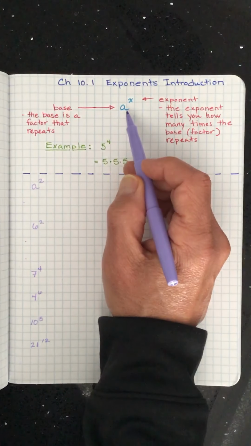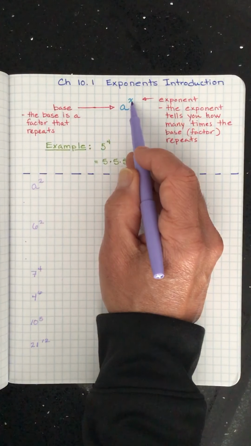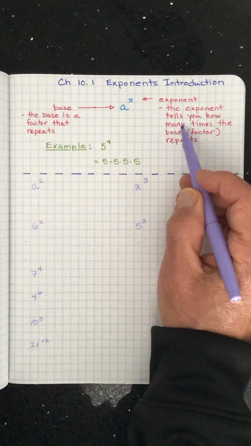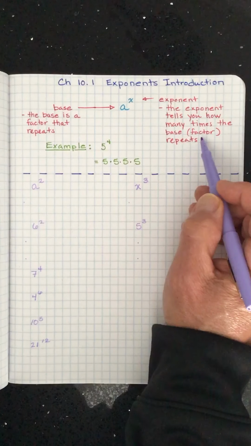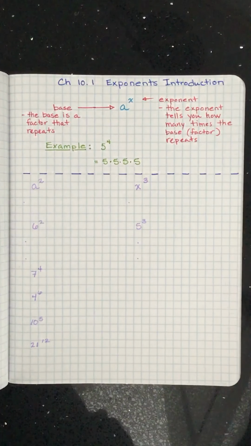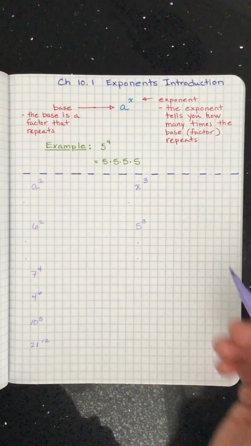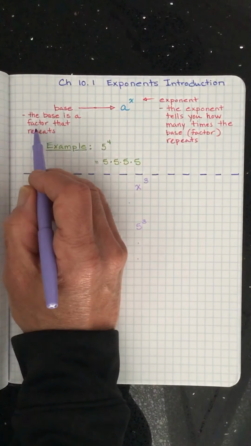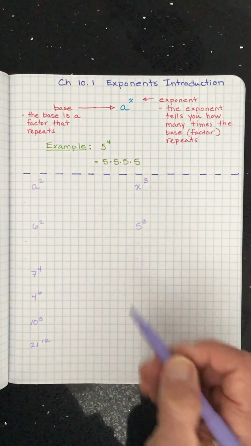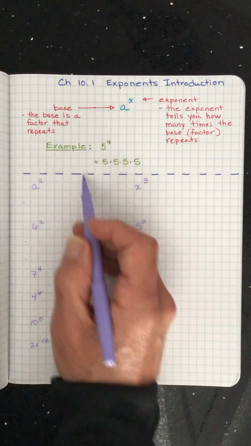And you may ask, well, how many times will it repeat? Well, that's where the exponent comes in. The exponent will tell you how many times the base will repeat. And I guess the one word that I left out here is multiplication, because when we use factor as a word, we're talking about multiplication. Here's an example of that right now.